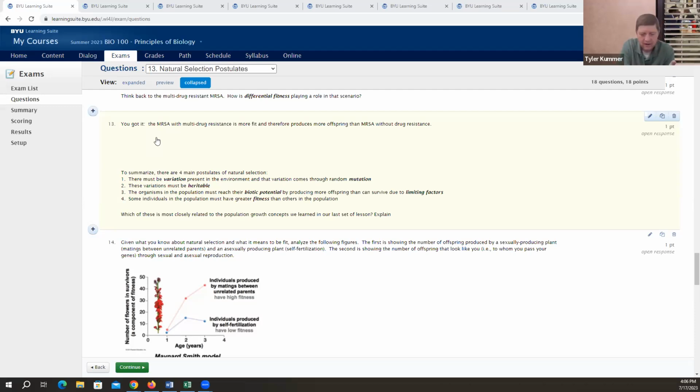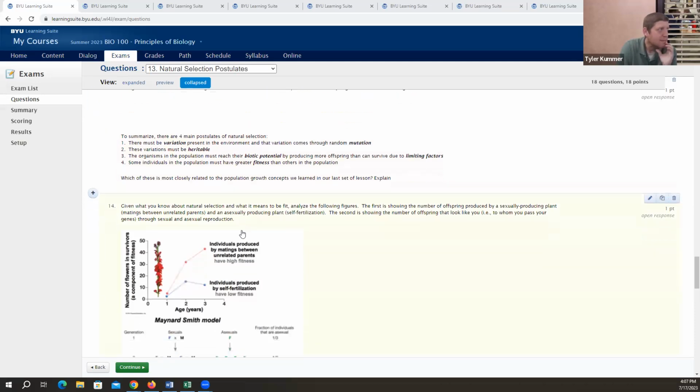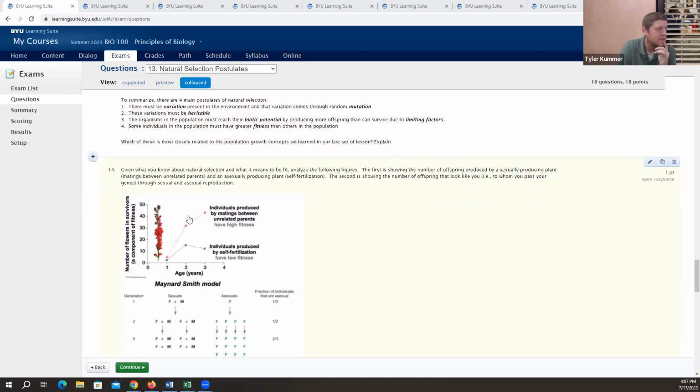Those differences must be heritable, and those heritable differences need to make a difference in the evolutionary fitness of individuals within the population. So that's the main thing from our natural selection postulates.